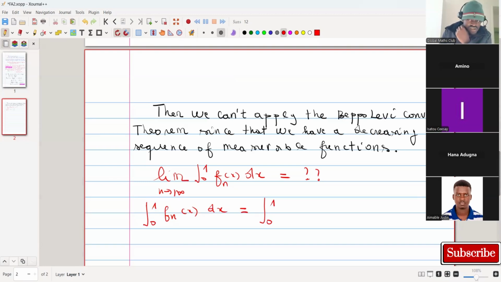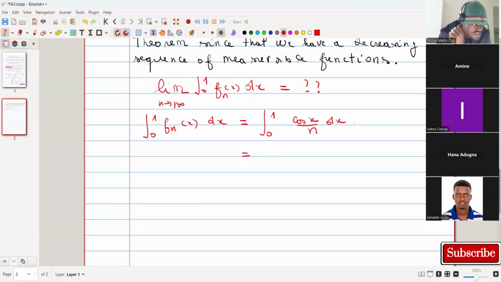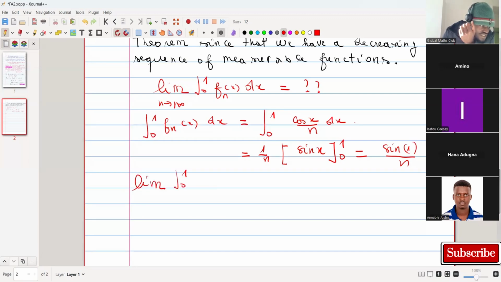So it's just the integral of cosine(x over n) dx, and most of you know this one. So this is just 1 over n times sine x from 0 to 1, which is sine(1 over n). So it means that the limit of the integral of f_n(x) dx when n tends to plus infinity is just the limit of sine(1 over n) when n tends to plus infinity, which is 0.